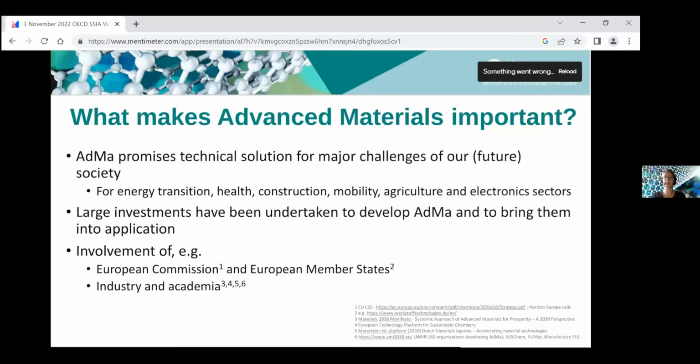And to develop advanced materials and to bring them into application, large investments have been undertaken. For instance, by the member countries of OECD, via their research fundings, or the European Commission to include these topics into their policy ambitions. For instance, the strategy for sustainable chemistry, but also by industry and academia in providing platforms to bring together various expertise on advanced materials and their applications. Next slide, please.